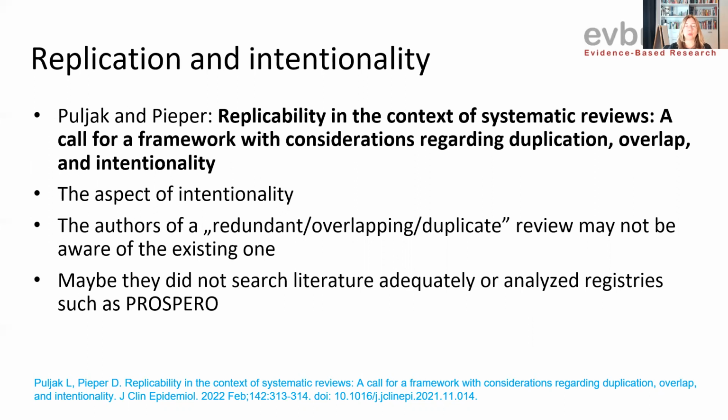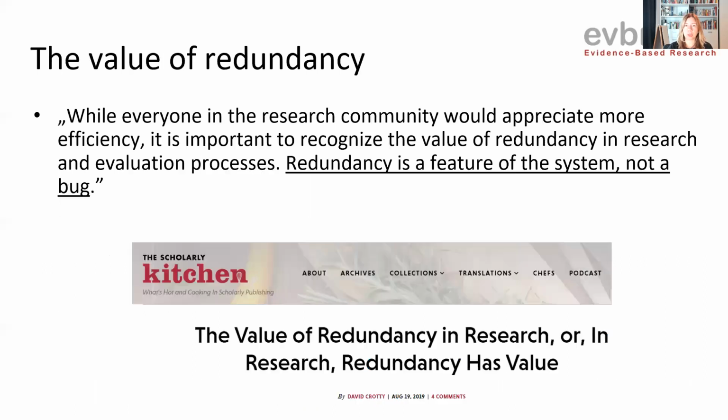We also pointed out the problem of intentionality, of whether somebody actually intended to replicate something that already exists. Because something that we define as redundant or overlapping or duplicate, maybe people did not do it intentionally. Maybe they did not do it on purpose. Maybe they were simply not aware that there is a systematic review which is the same or very similar to theirs. For example, maybe they did not search the literature, or they did not search it adequately, or they did not analyze registries such as PROSPERO.